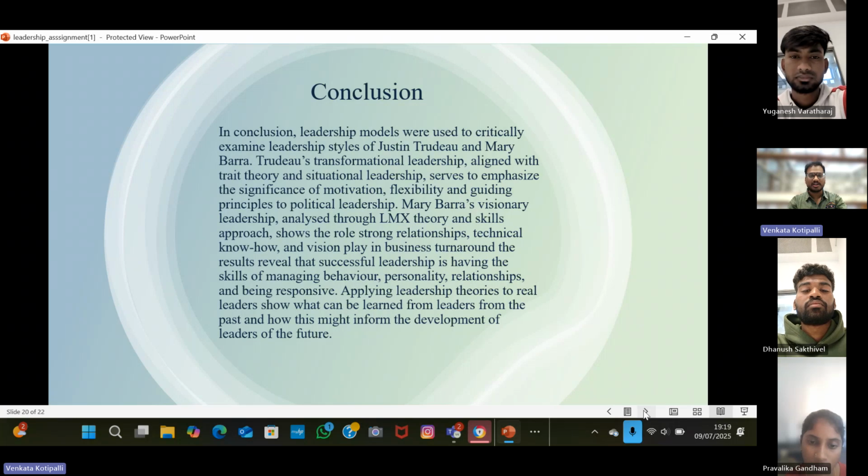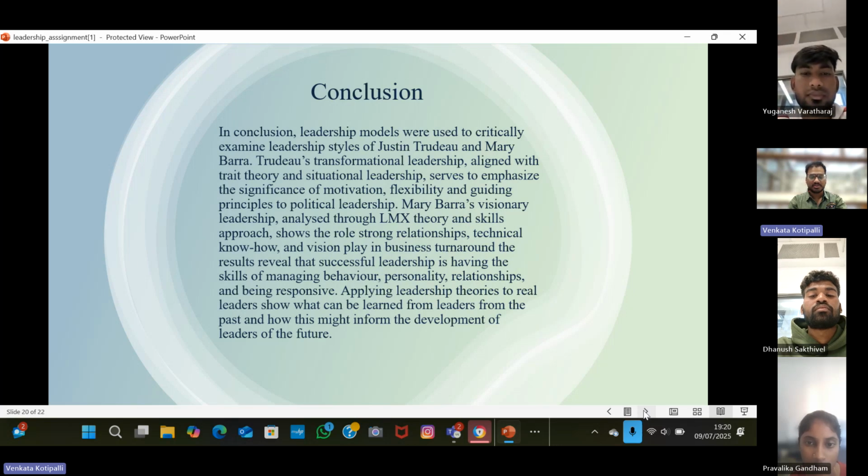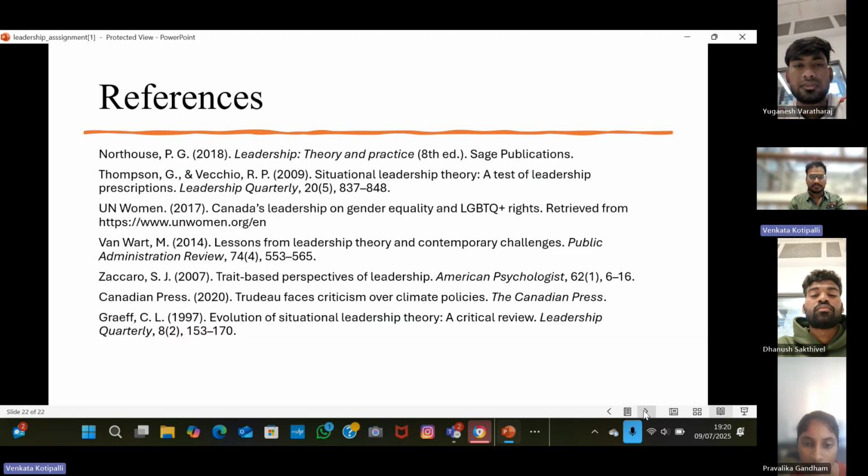In conclusion, leadership models were used to critically examine the leadership styles of Justin Trudeau and Mary Barra. Trudeau's transformational leadership, aligned with trait theory and situational leadership, emphasizes the significance of motivation, flexibility, and guiding principles in political leadership. Mary Barra's visionary leadership, analyzed through LMX theory and the skills approach, shows the role strong relationships, technical know-how, and vision play in business turnaround. Results reveal that successful leadership means having the skills of managing behavior, personality, and relationships, and being responsive. Applying leadership theories to real leaders shows what can be learned from leaders of the past and how this might inform the development of leaders for the future. Thank you.